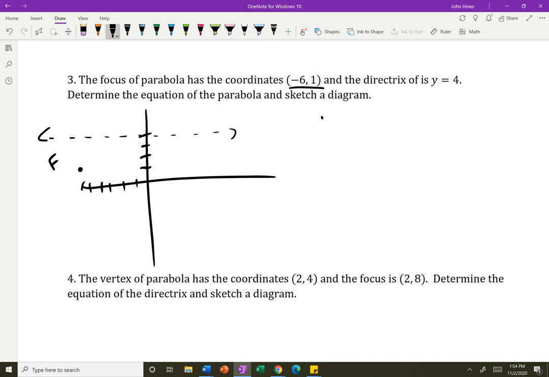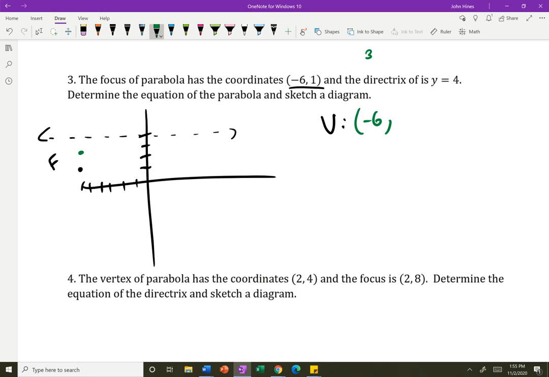So the first thing we do is we get our vertex. Our vertex is in the middle. So how far apart are these? Well, I started at 6, 1, 2, 3, 4. So they're 3 apart from each other. So that means I need to go up 1.5, right? If those are 3 apart from each other, I have to go up 1.5.